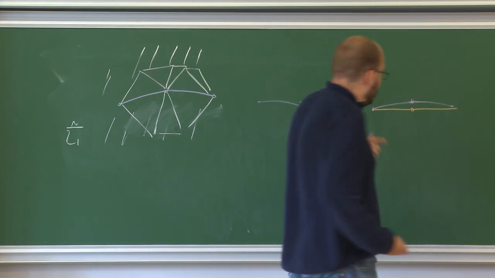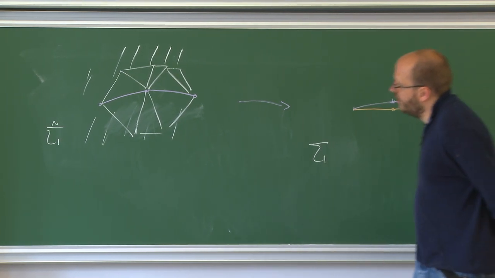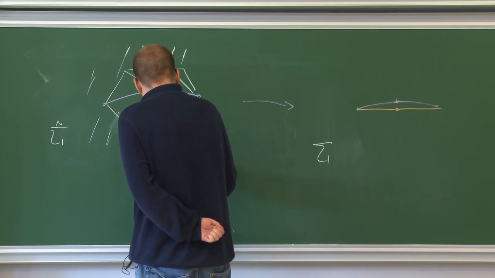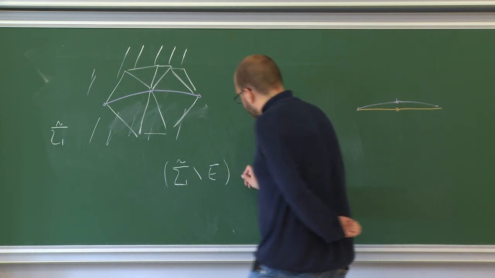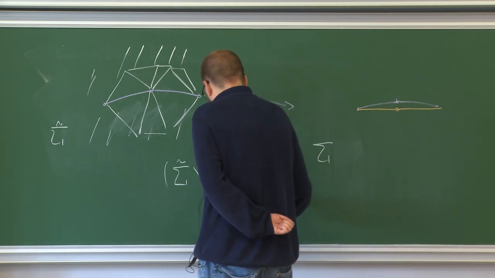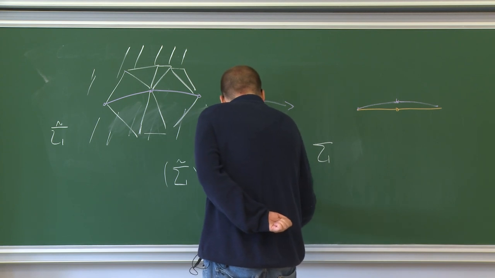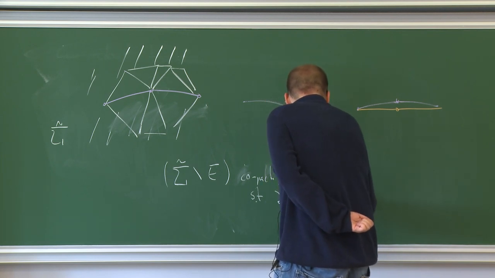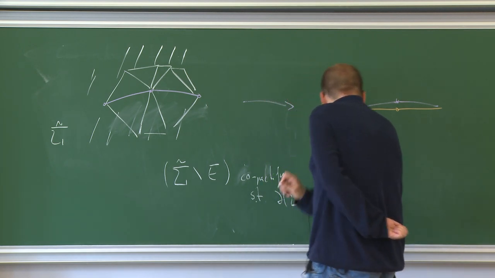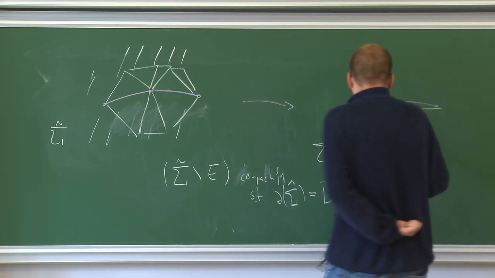Now I want to see this in a new way. I want to look at a compactification of sigma tilde without my surface E as a manifold. So I want to compactify this such that the boundary of the compactification is exactly the double of E. All right? Really, what I do is I just encode what faces I intersect from the top, what from the bottom, and that's it. I get a new simplicial complex.